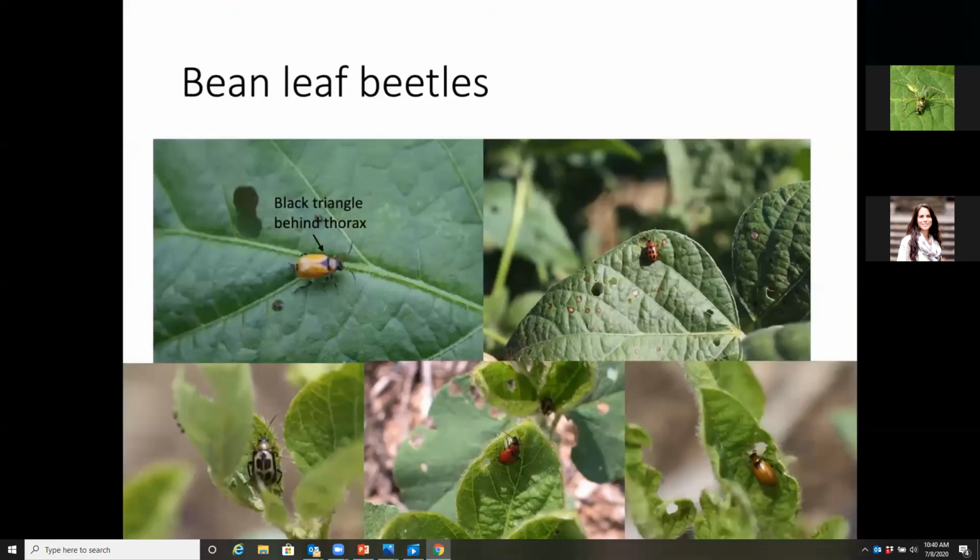Bean leaf beetles are part of the defoliating beetle complex. Adult bean leaf beetles are almost always present in soybean fields and sometimes cause economic injury.